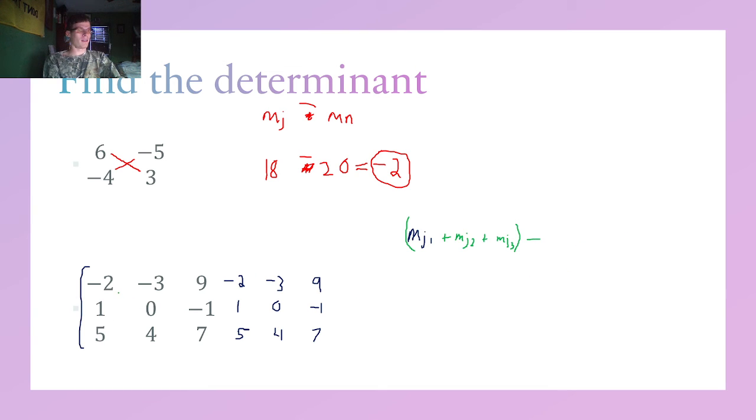Well, it's going to be -2 times 0 times 7. Okay? That's your first major value. Once you do that, -2 times 0 times 7. -2 times 0 is 0. 0 times 7 also gives you 0. Okay? That's your first major value. Your second one will be -3 times -1 times 5.